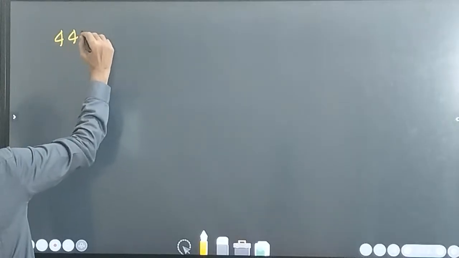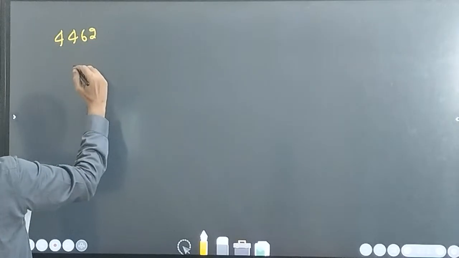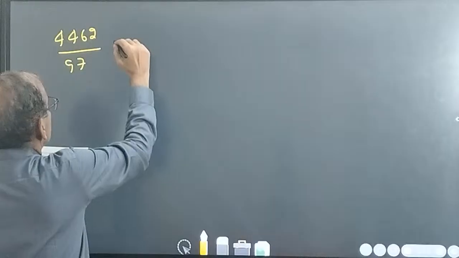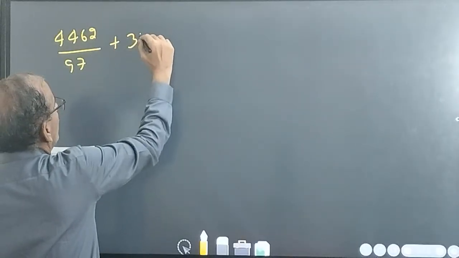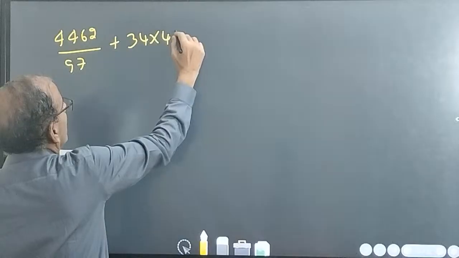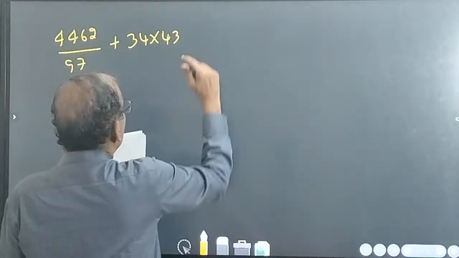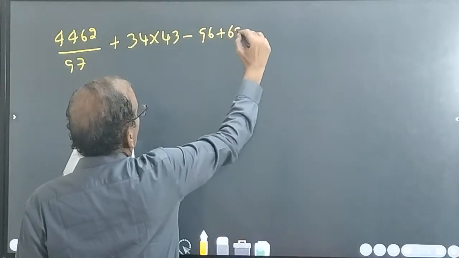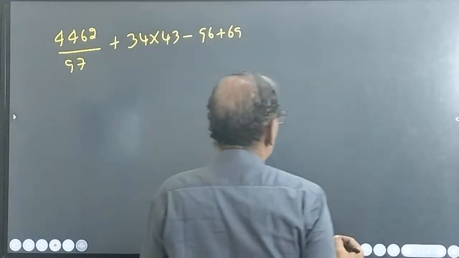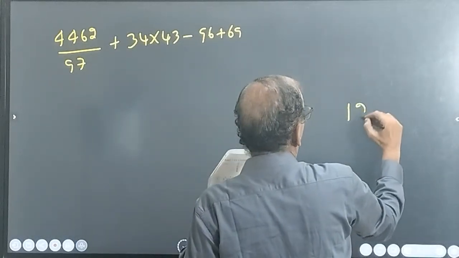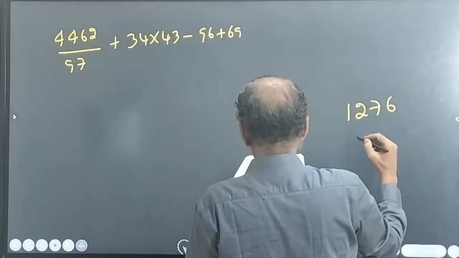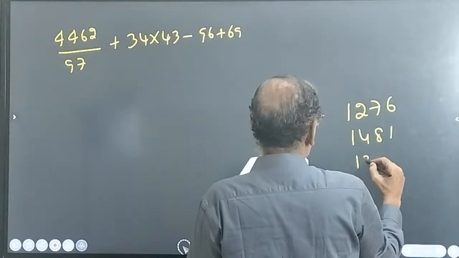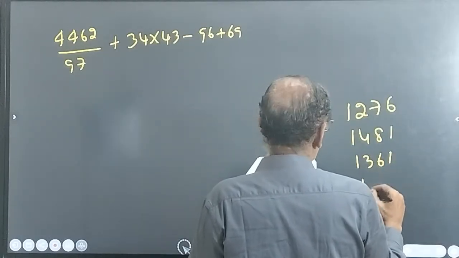462 divided by 97 plus 34 into 43 minus 96 plus 69 is equal to what? Options are 1276, 1481, 1361, 1376.